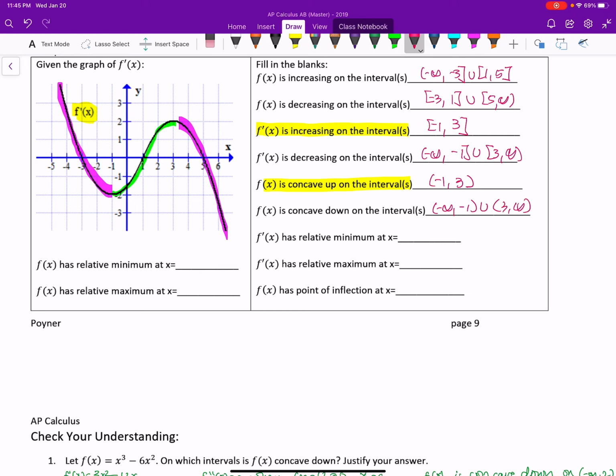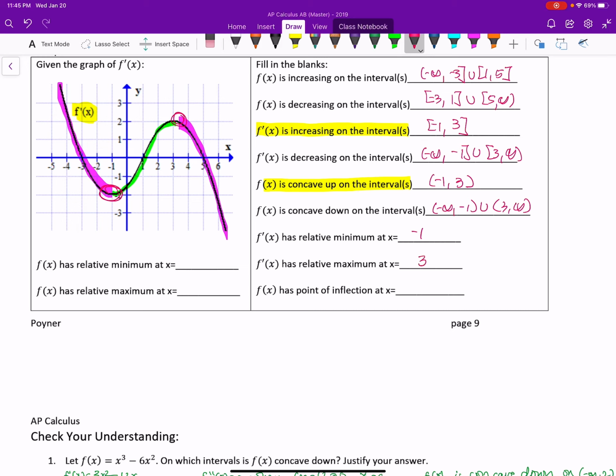Okay. And where does f prime of x have a relative minimum? So at what x value does f prime of x have a relative minimum? It's going to have one here, so that's going to be at negative 1. It's going to have one right here, a relative maximum. That's going to be at x is 3.